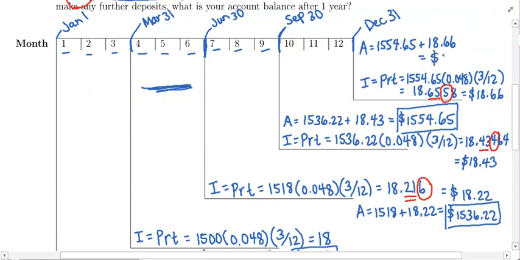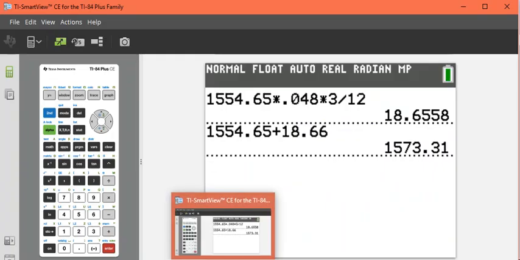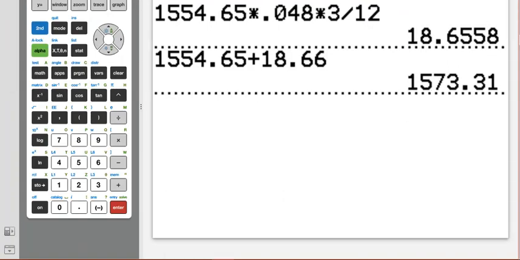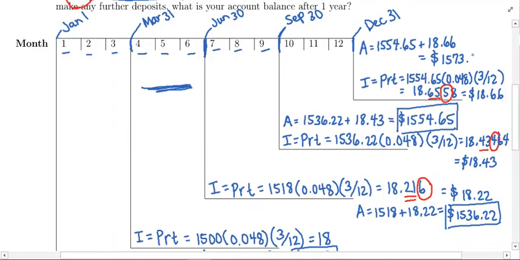So let's put this in our notes. $1,573, and I've already forgotten what I got. 1573.31. All right, so that's your ending balance.